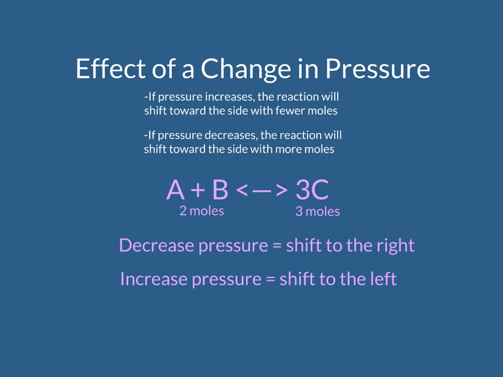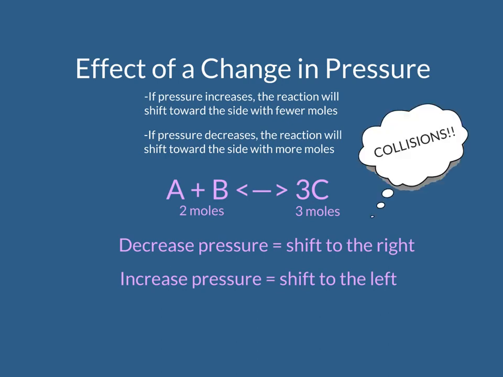So when you're trying to determine which way a reaction will shift in order to counteract a change in pressure, you need to think collisions. An increase in pressure means an increase in collisions, means the reaction is going to want to make fewer moles to decrease the number of collisions. A decrease in pressure is going to mean a decrease in collisions, so the reaction is going to want to shift towards the side that makes more moles in order to increase the number of collisions.